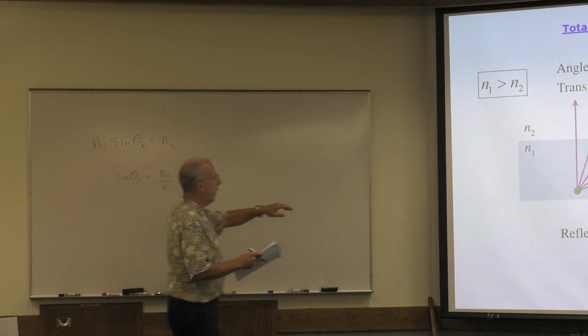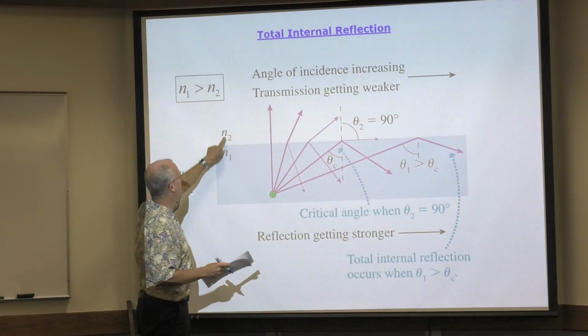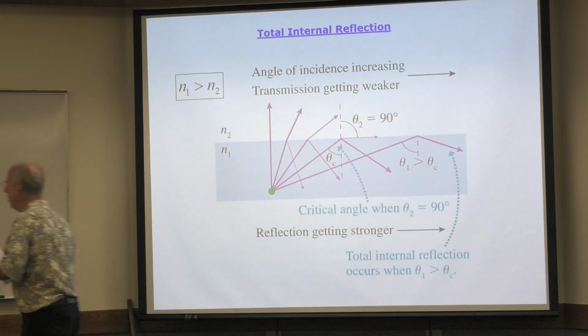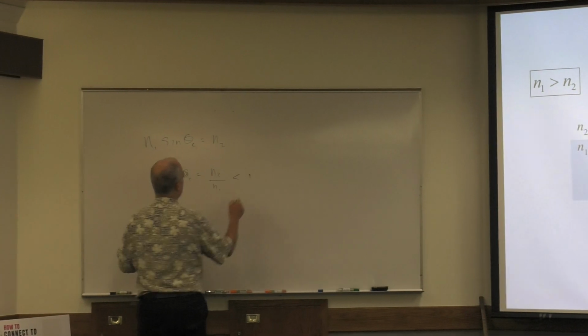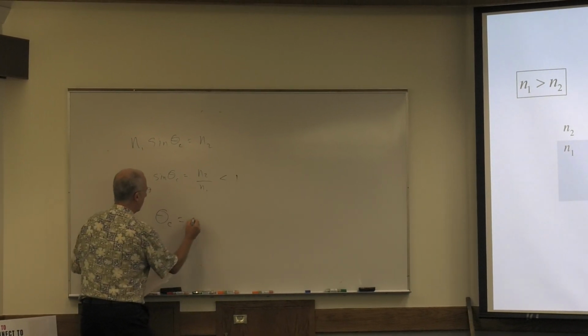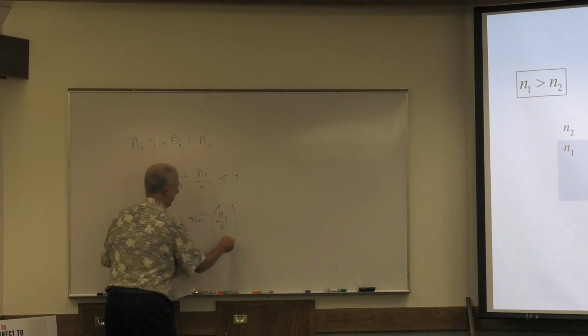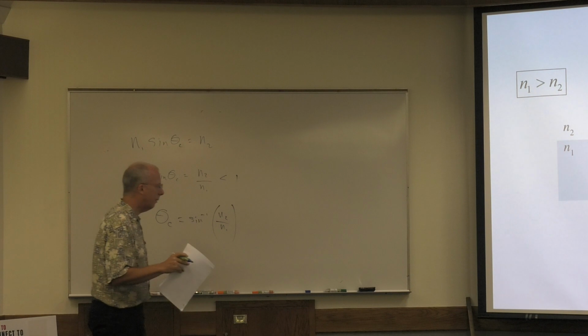And remember, this is air. This is like glass or something. So N1 is always bigger than N2, so this ratio is always going to be less than 1. So in other words, theta critical would be inverse sine of N2 over N1. And that's all there is to it.